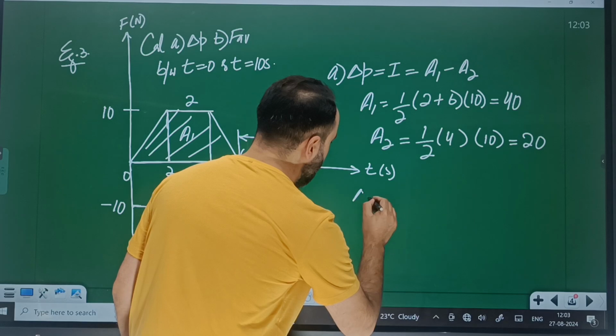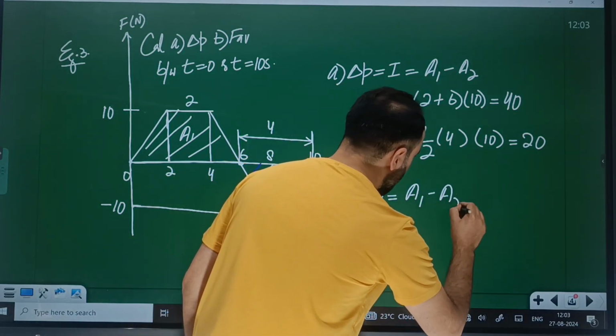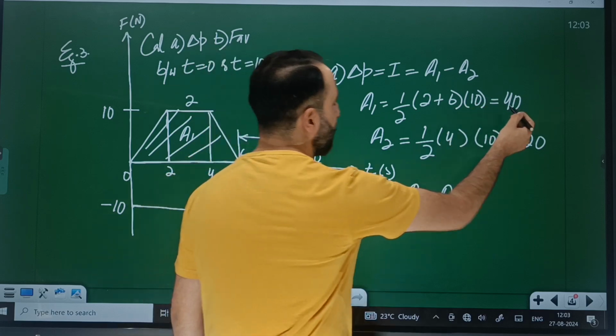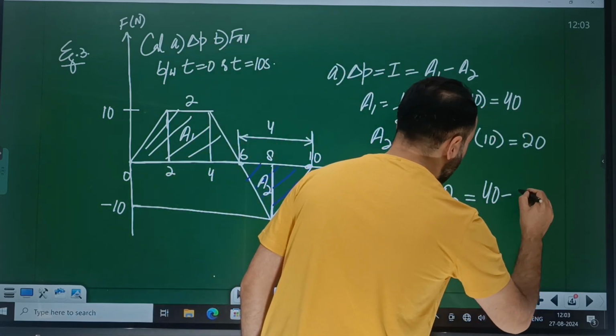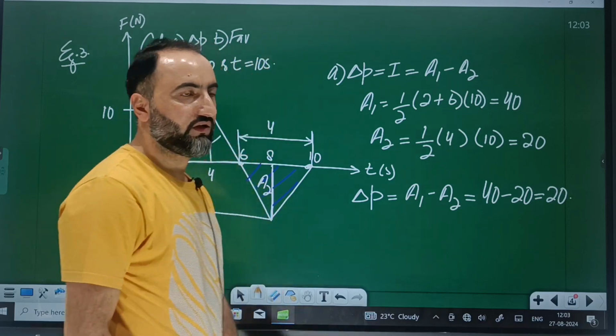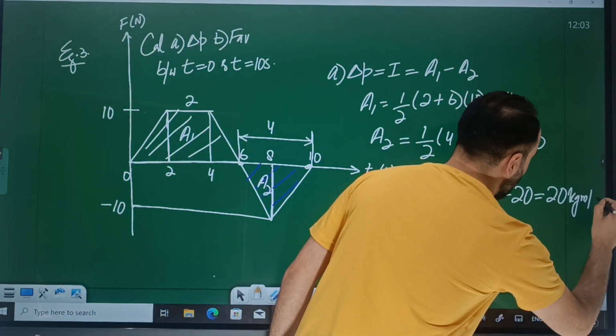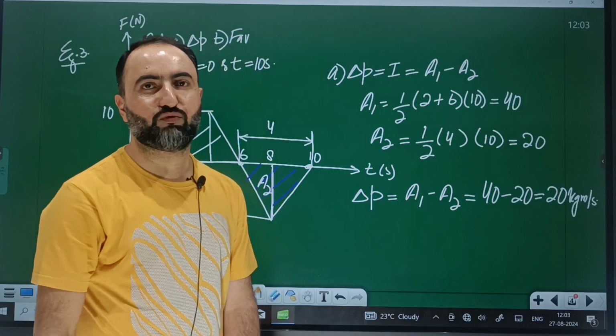So I want to calculate delta P. How can I calculate delta P? That is A1 minus A2. Now tell me, beta, what is A1 equal to? That is equal to 40 minus 20. 40 minus 20 is equal to what? That's equal to 20. Kilogram meter per second will be the unit. So this is the change in momentum.